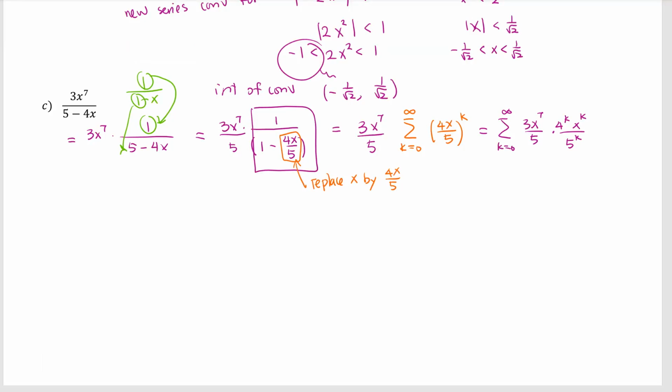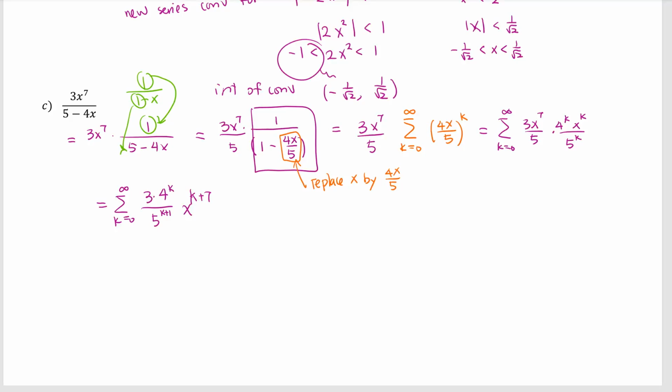Okay, so combine all the coefficients together. This is how we make it into the standard form. Put the coefficients together, combine the x's together. So 5 times 5 to the k is 5 to the k plus 1. And then here we have x to the k times x to the 7, which is x to the k plus 7. So far so good, everybody? So this is our new power series.